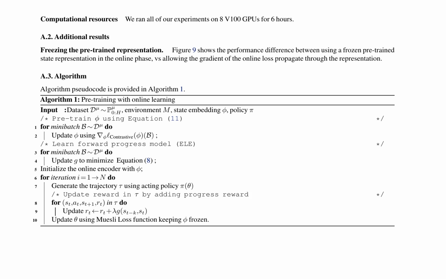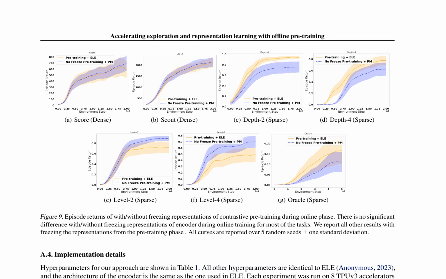The input consists of a dataset D_PO, H, environment M, state embedding, and policy. The algorithm first pre-trains the state representation using equation 11, and then learns the forward progress model, ELE, by minimizing equation 8. The online encoder is initialized with the pre-trained one, and the trajectory is generated using the acting policy. The reward is updated by adding the progress reward, and the policy is updated using the Muesli loss function while keeping the representation frozen. Figure 9 presents a comprehensive evaluation of the proposed method, comparing episode returns with and without freezing contrastive pre-training representations during the online phase.